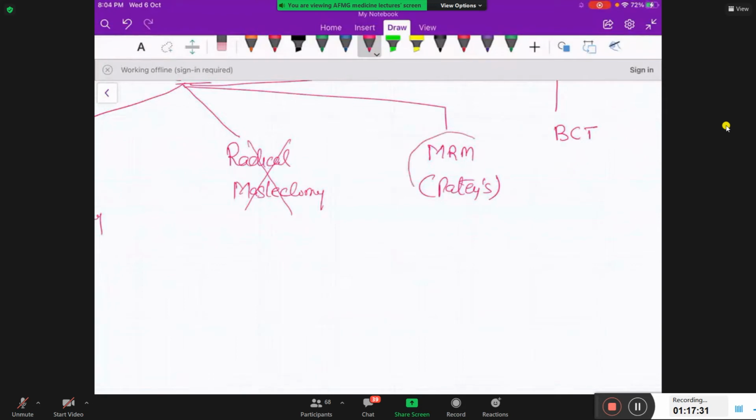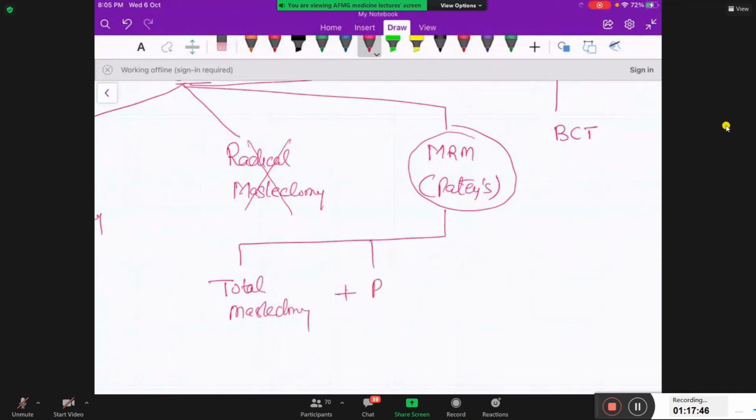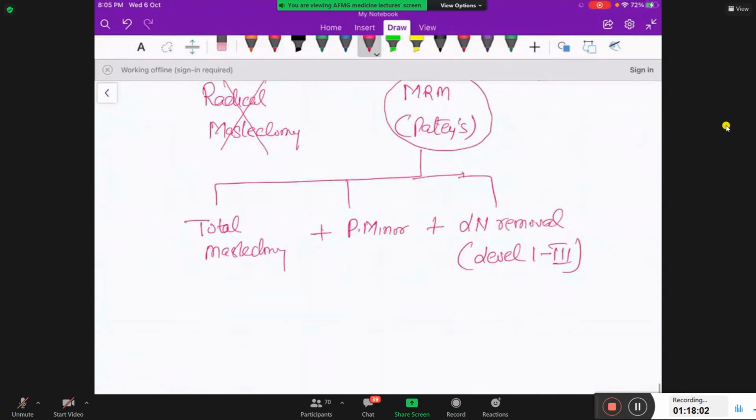Okay, now we are not doing this surgery. We prefer doing a MRM. Now, what is this MRM? I already told you. Total mastectomy with removal of pectoralis minor muscle with lymph node removal. And what is that lymph node removal? Important. Level 1 to level 3. What is level 1? What is level 2? What is level 3? You already know now.